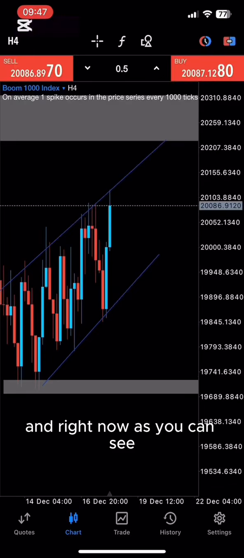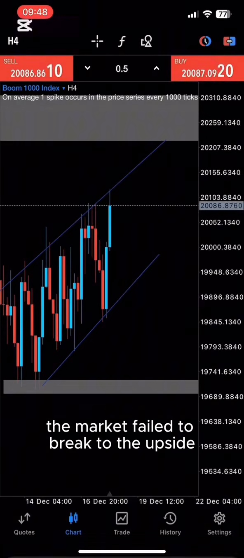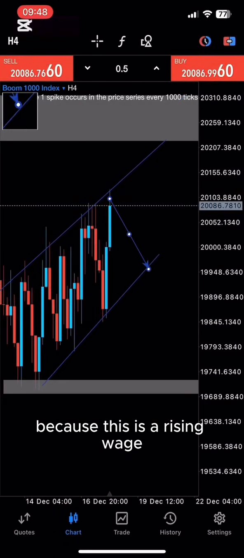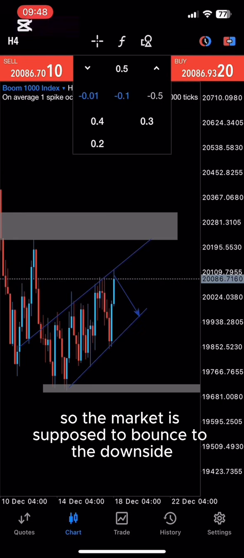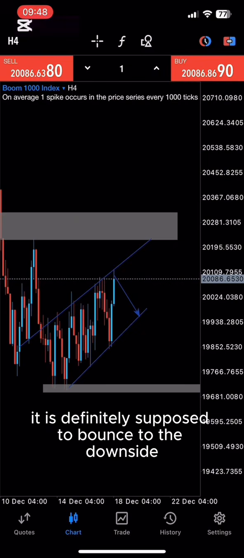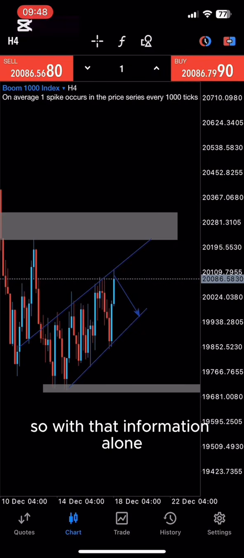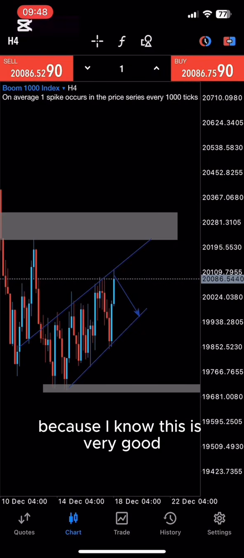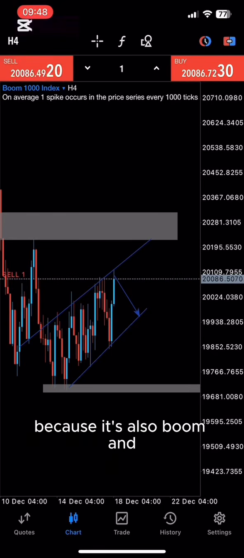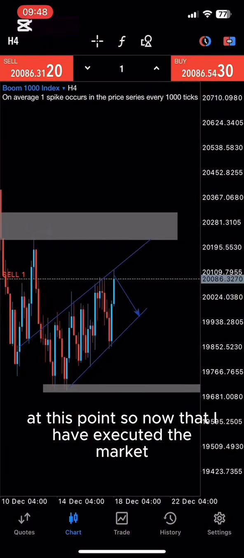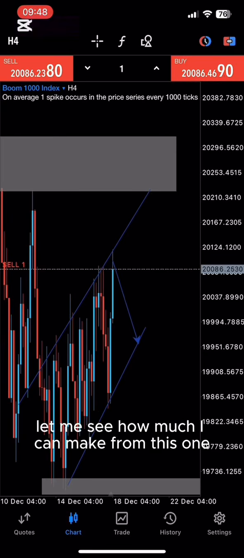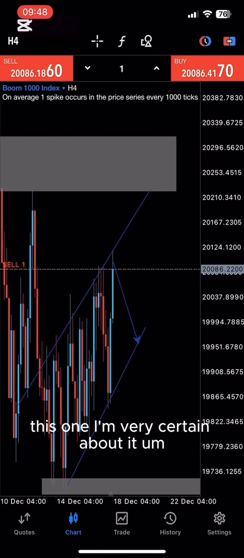And right now, as you can see, the market failed to break to the upside because this is a rising wedge. Usually it breaks to the downside, as I always say. So the market is supposed to bounce to the downside. It is definitely supposed to bounce to the downside. So with that information alone, I'm going to execute the market because I know this is very good, because it's also Boom, and sometimes spikes are going to be overpowered at this point. So now that I've executed the market, let me see how much I can make from this one. This one I'm very certain about.